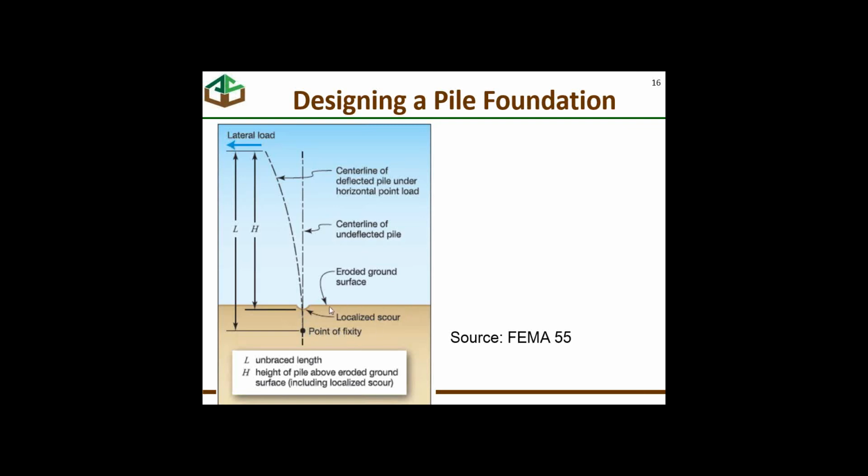But if you consider long-term erosion of multiple storms, and so you're expecting to lose more on this surface than what you see today, and then you have localized scour, and then you find the point of fixity, it could be down here somewhere. Which means, obviously, you also have a much better chance of having a pile survive multiple storms, but it also means a longer pile and maybe bracing, etc.